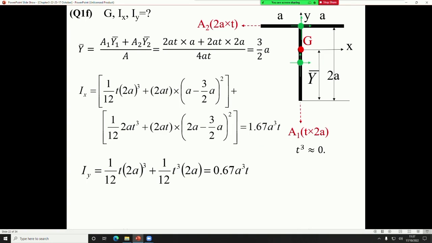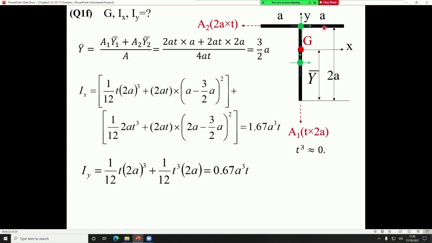This is A1 is equal to 2AT multiplied by this distance, which is a, plus 2AT multiplied by 2a. Are you happy with this answer? You're not happy with this answer. Okay. So are you happy with this equation? A1, y bar 1. So this is A1. Are you happy that A1 is equal to 2AT? Yes. Okay. What is the position of this point with respect to this reference coordinate system? So it is 2AT multiplied by a.